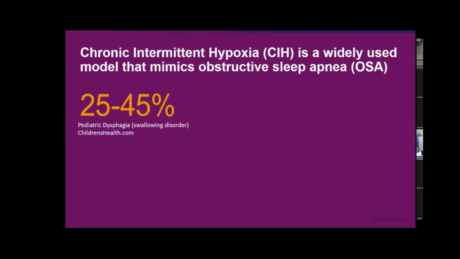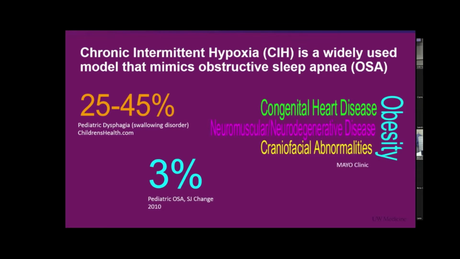Other disorders such as congenital heart disease, neuromuscular/neurodegenerative disease, craniofacial abnormalities, and obesity. It is important to note that these are also prevalent in adults. In fact, they're the number one leading cause of death in neurodegenerative disorders.